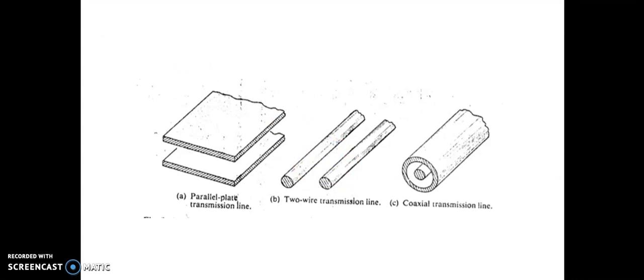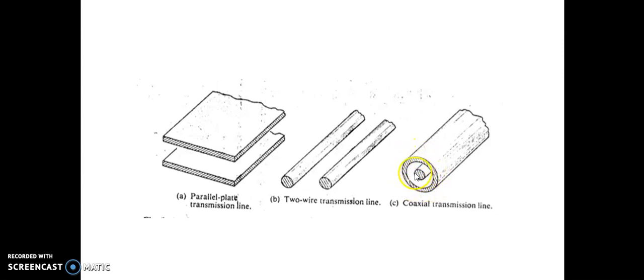So examples are power and telephone lines in rural areas, and the lines from a rooftop antenna to a television receiver, etc. So the next one is the coaxial transmission line. This consists of an inner conductor and a coaxial outer conducting sheet separated by a dielectric medium.